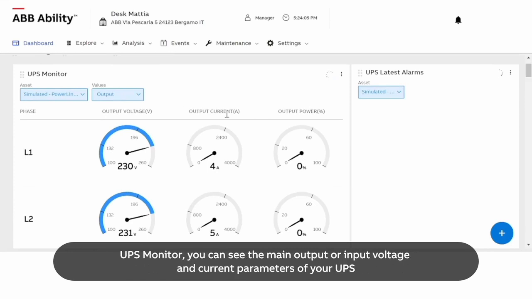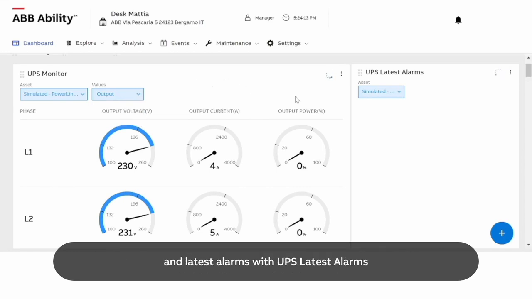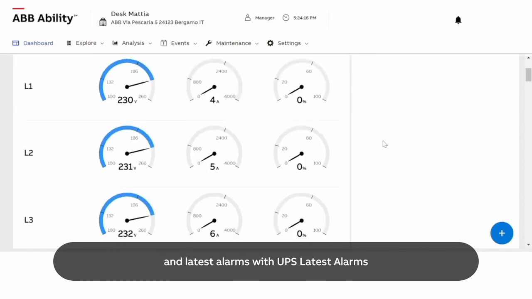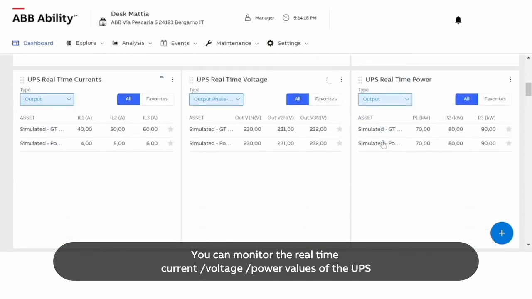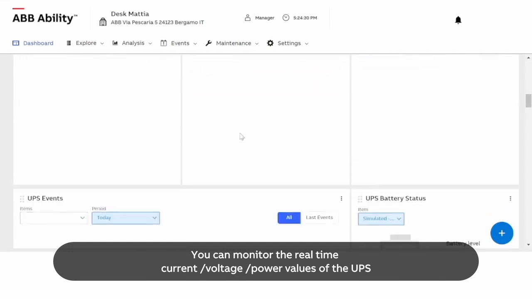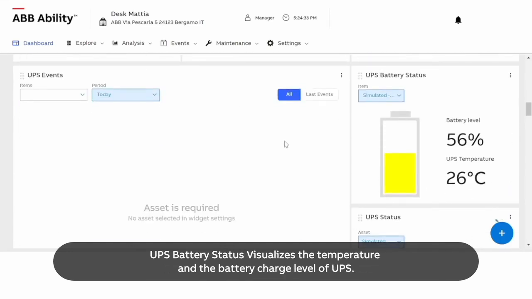UPS Monitor. You can see the main output or input voltage and current parameters of your UPS. And latest alarms with UPS Latest Alarms. You can monitor the real-time current, voltage, power values of the UPS with UPS Real-Time Current, UPS Real-Time Voltage, UPS Real-Time Power. UPS Battery Status visualizes the temperature and the battery charge level of UPS.